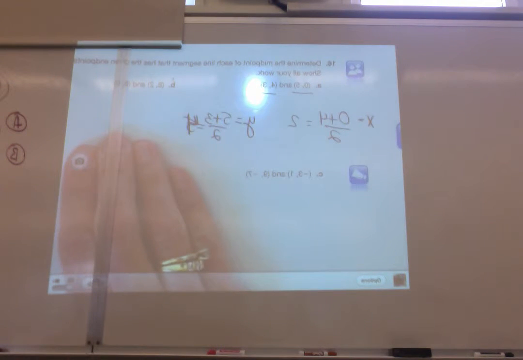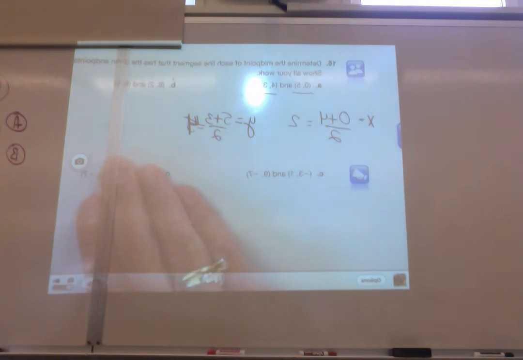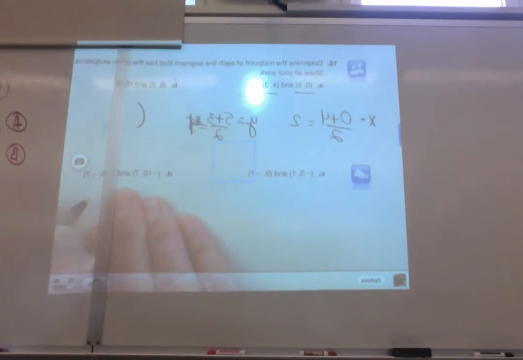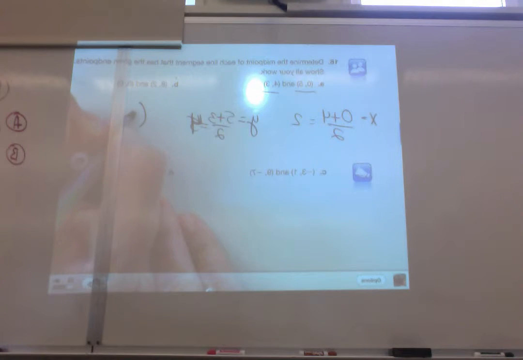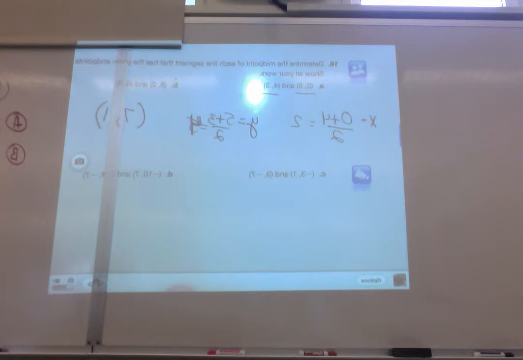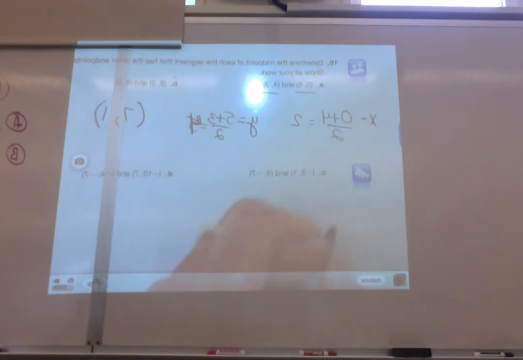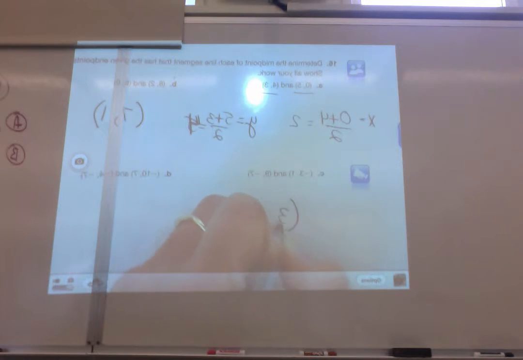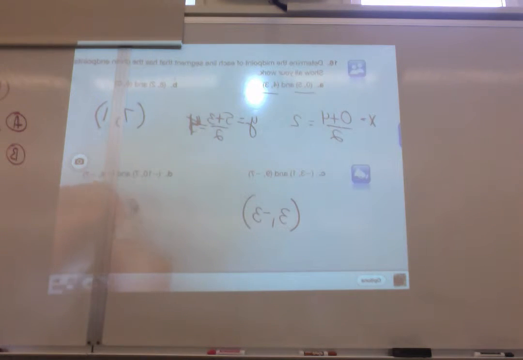Okay, who thinks they have it for B? Jerry. Well, how about you tell me the X and the Y? I got 8 plus 6, that equals 14, divided by 2 is 7. And then for Y, I got 1. Do you agree with Jerry? 7 and 1. Yes. Okay, how about C? Imogen. 3 and negative. Do you agree with Imogen?